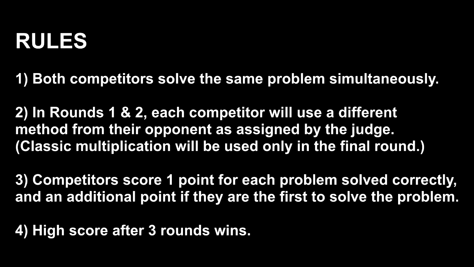In each round, I am going to ask one of you to do one of the multiplication methods, either the lattice or the partial product. The other person will be doing the other method. If you get it right, you will receive a point. If you are the first to get your correct answer, you will score an additional point. We will play 3 rounds, and in each round, we will change the method that you guys are doing. Most points at the end of 3 rounds is the champion. So here is the first problem.